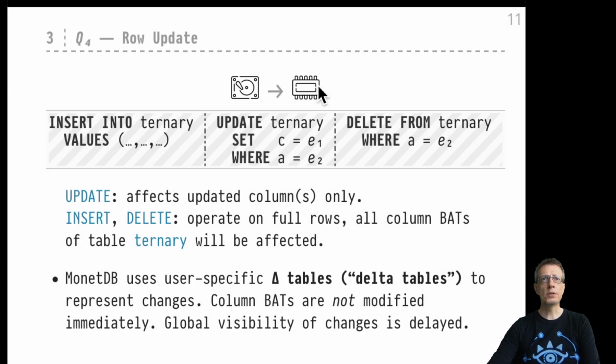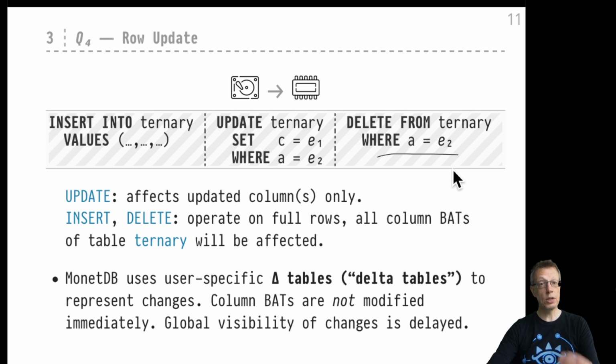Of course, MonetDB will be subject to the same probe queries, to the insert query. So we will insert particular new values into the ternary 3-column table. We will update a particular row identified by a predicate, or maybe a set of rows identified by a predicate, and then set column C to a new value, or we will delete given rows, or those that satisfy this particular predicate. These are the probe queries.